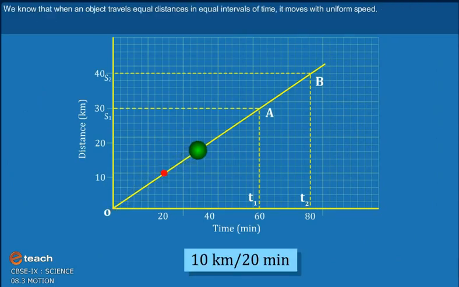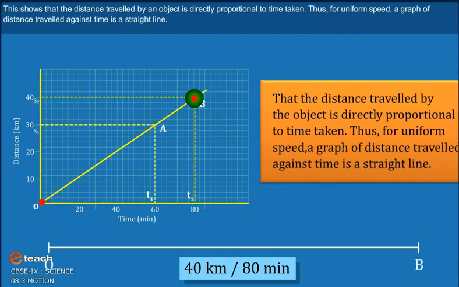We know that when an object travels equal distances in equal intervals of time, it moves with uniform speed. This shows that the distance traveled by the object is directly proportional to time taken. Thus, for uniform speed, a graph of distance traveled against time is a straight line.